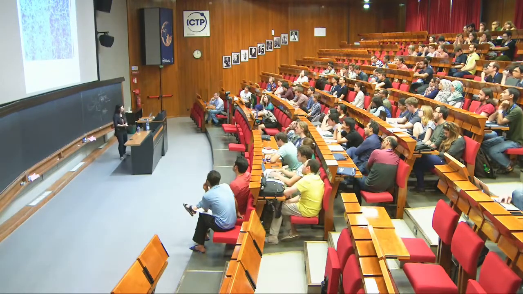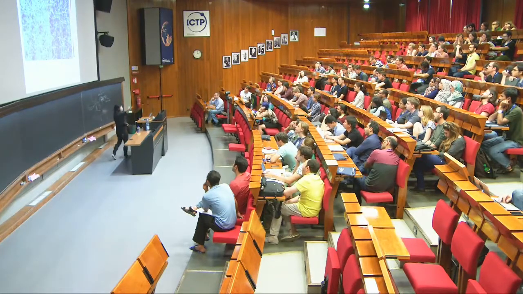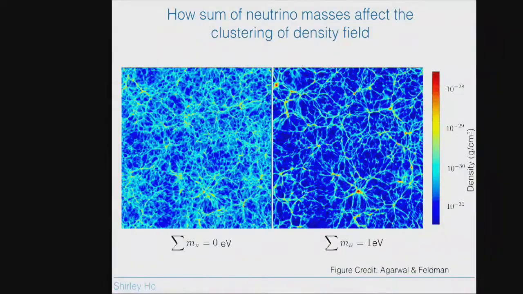Let me just show you how neutrino masses affect the clustering of the density field. On the left-hand side, there are no neutrinos; the sum of the neutrino masses is zero. On the right-hand side, it's one eV, and you can see how the clustering has changed quite a bit. The plotted color is density in grams per cubic centimeter, so something physical that you can actually grasp. You see neutrinos change how things cluster quite dramatically.